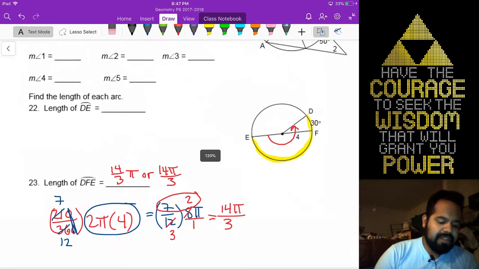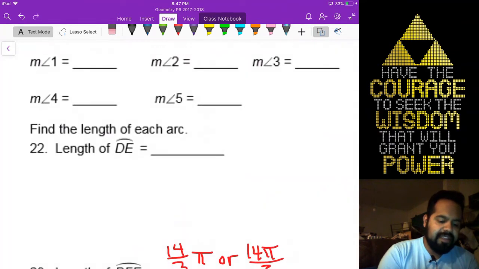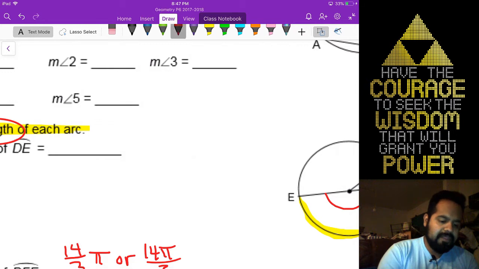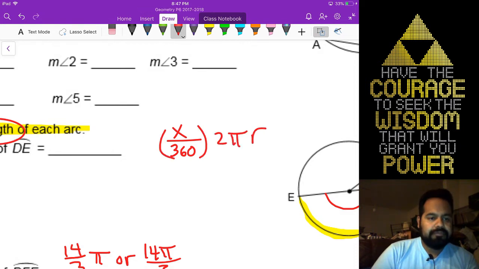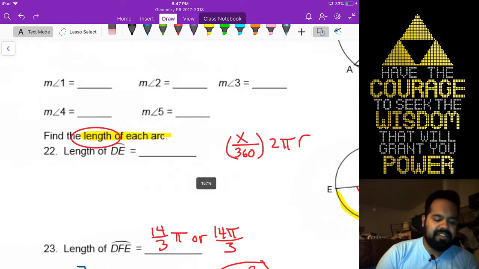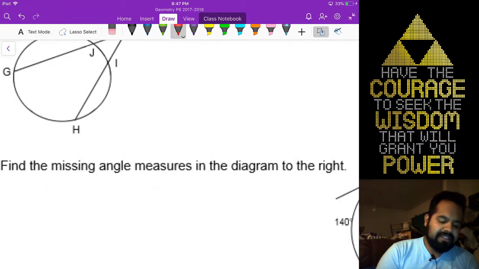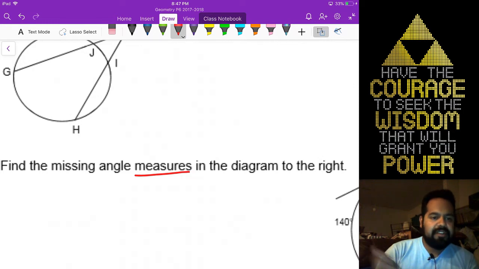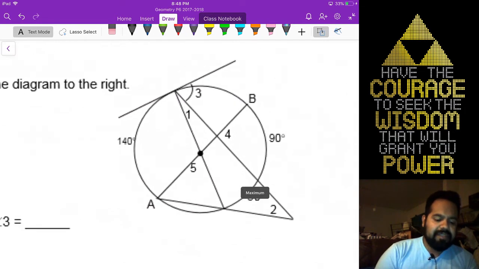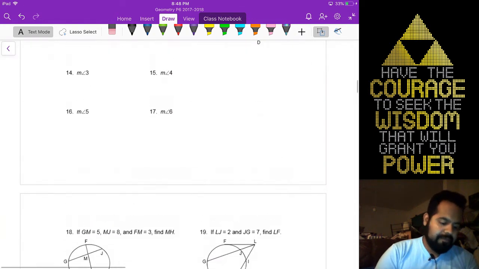Okay, so for 22 and 23, because it says find the length of the arc, the moment you see length, you should be thinking of that formula. That's going to be the x over 360 times 2 pi r. That's why we know to use this when you see the length. If it ever says find the measure, kind of like here where it says a measure, then you're not going to be using that formula. You're just going to be using your degrees. So you're going to be doing the same stuff we've been kind of doing all the way around.